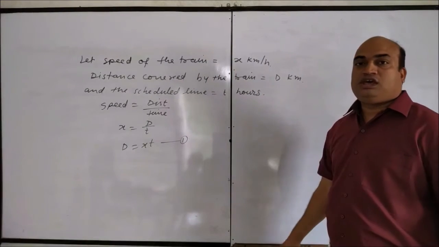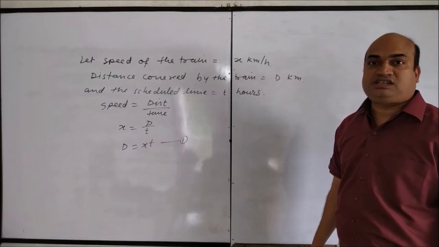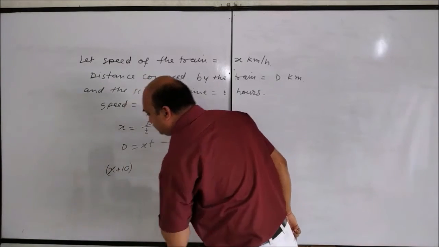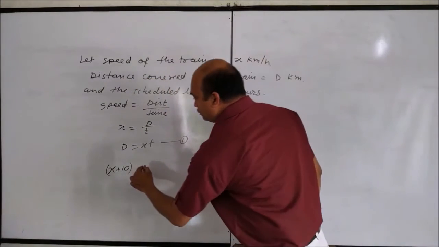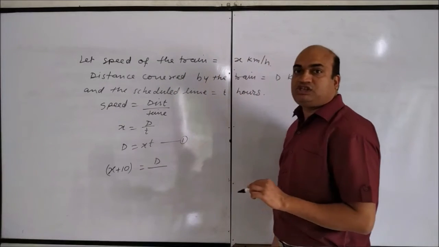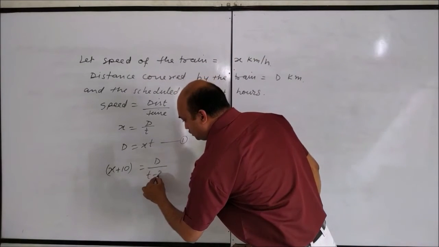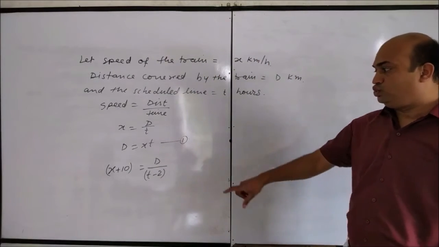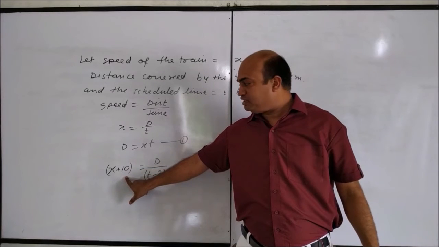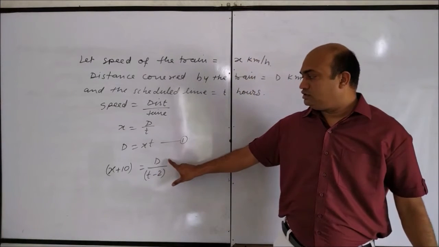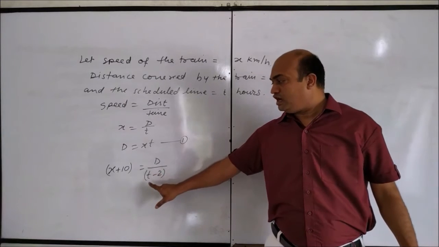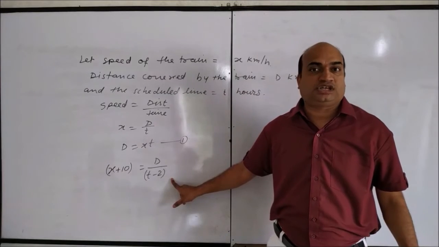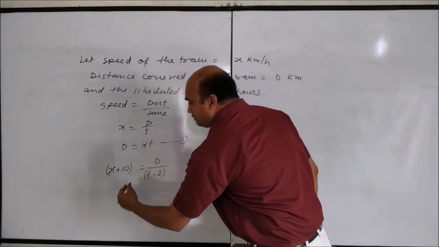Now you see, if speed of the train increased by 10 km per hour, then the speed will become x plus 10 kilometer per hour. Same distance d, the train travels in 2 hours less time. Distance is d kilometer, the same, and time is t minus 2 hours, that is 2 hours less than the scheduled time. This we cross multiply here.